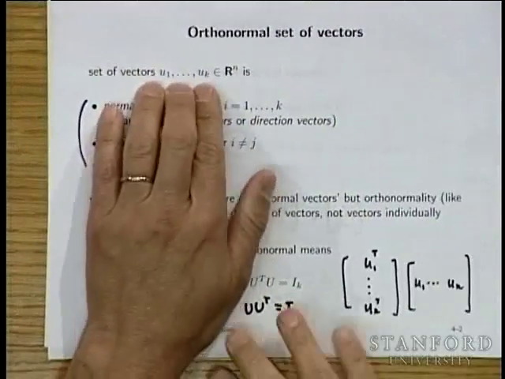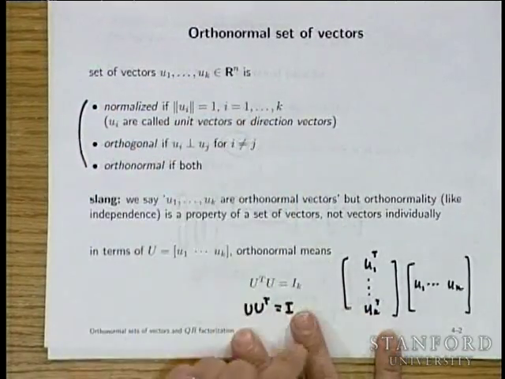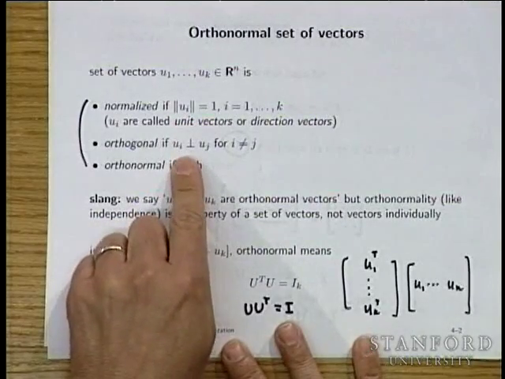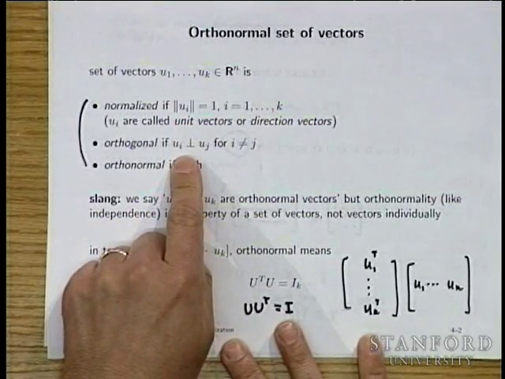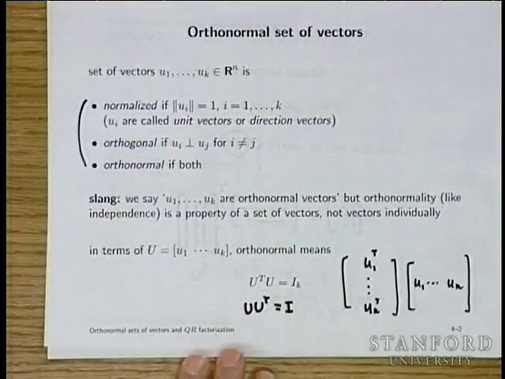So a set of vectors is orthonormal. I have k vectors in R^n. They're orthonormal if they're normalized. That's an attribute of the vectors separately. And then mutually orthogonal, and that's an attribute of the set of vectors. And it's orthonormal if both.